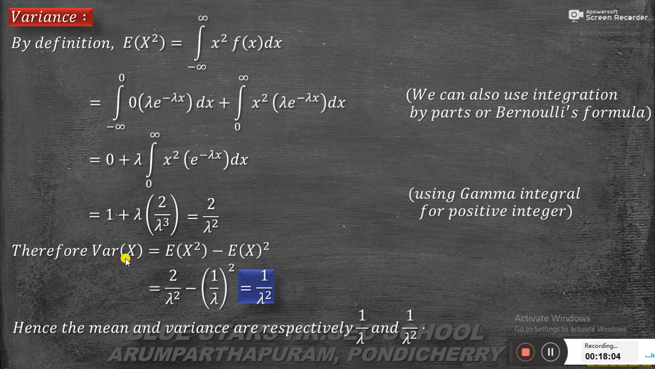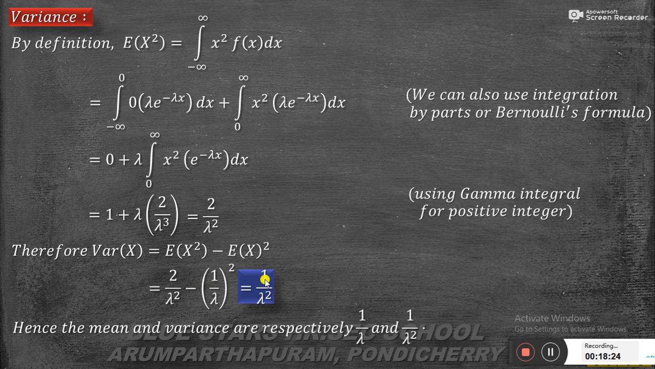Therefore now we will calculate the variance of x. Variance of x equals expectation of x square minus expectation of x whole square. Expectation of x square is 2 by lambda square, minus expectation of x, which is 1 by lambda, whole square, 1 by lambda square. So 2 by lambda square minus 1 by lambda square means 1 by lambda square.